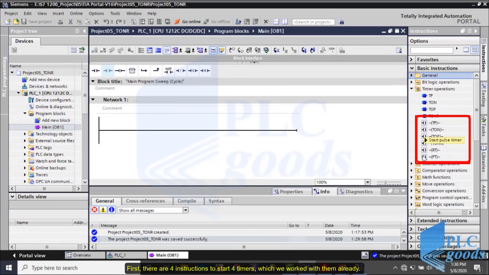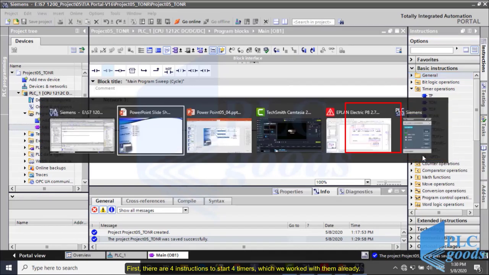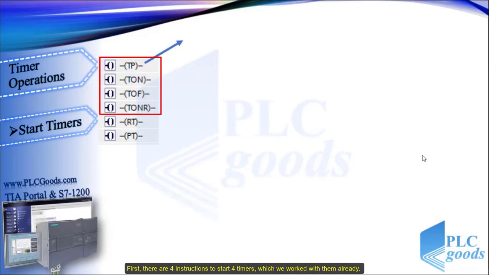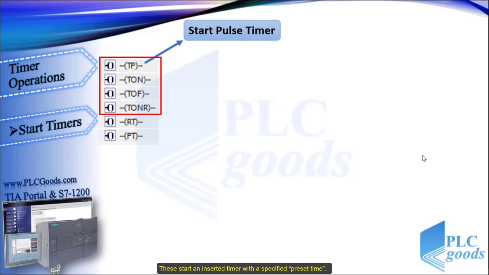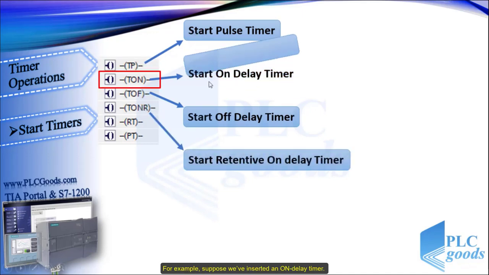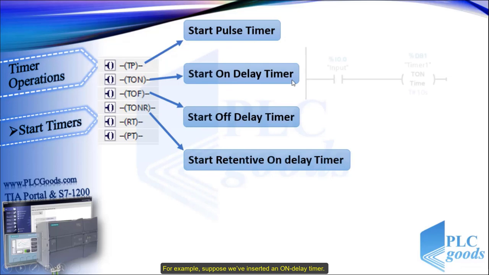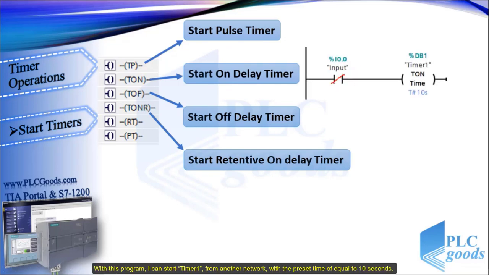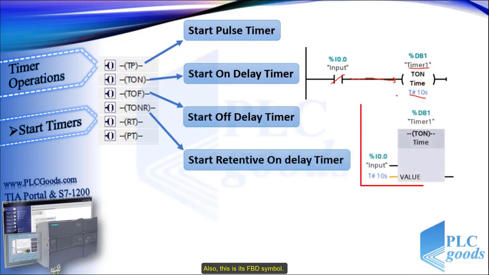First, there are four instructions to start four timers, which we worked with already. These start an inserted timer with a specified preset time. For example, suppose we have inserted an on-delay timer. With this program, I can start timer 1 from another network with the preset time equal to 10 seconds. Also, this is its FBD symbol.